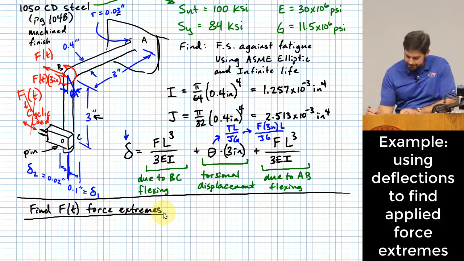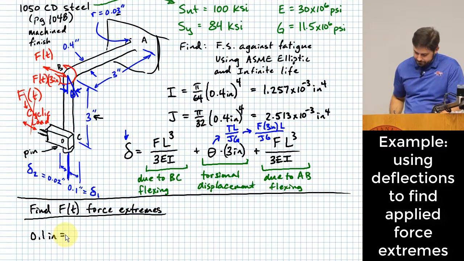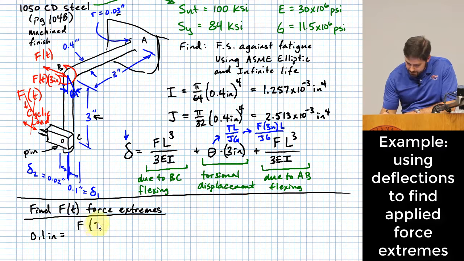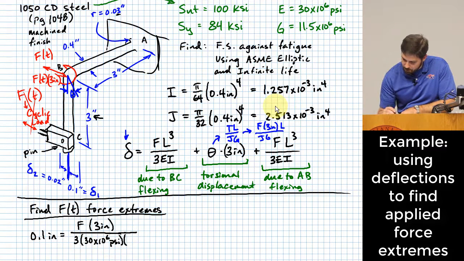All right, so what we'll do first is where delta is equal to 0.1. This is going to be equal to F times 3 inches over 3 times E. We wrote that up here. E is 30 times 10 to the 6th psi. And I, we found that here, 1.257 times 10 to the minus third inches to the fourth.